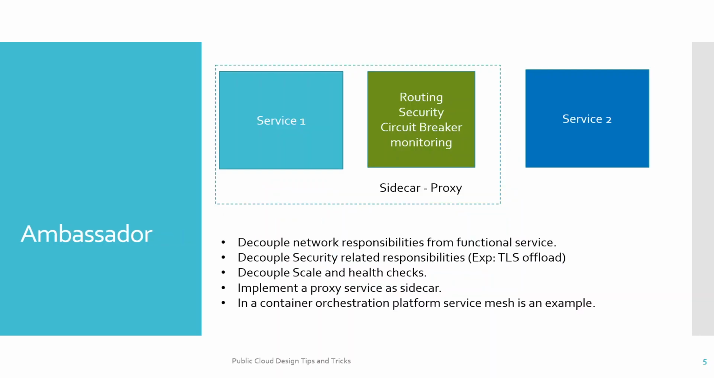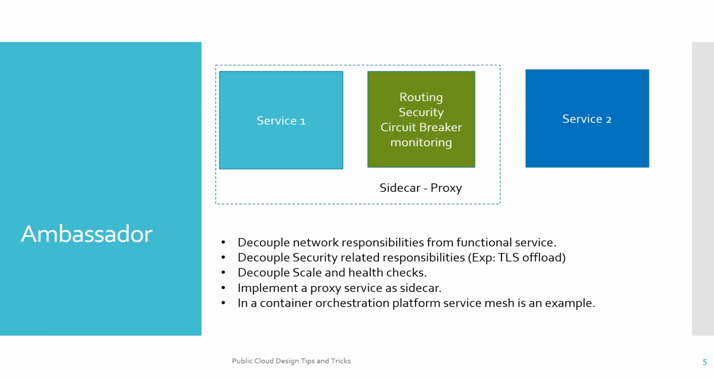So the first one is ambassador. Service mesh, which we have already discussed in previous sessions, is the best example of the ambassador design pattern. There are two services here as an example, service 1 and service 2, two microservices communicating with each other, and there is a sidecar proxy running in between them, which deals with routing, security, circuit breaker, and monitoring, these kinds of non-functional aspects that are isolated from the functional services as a sidecar proxy. So that is how it looks.